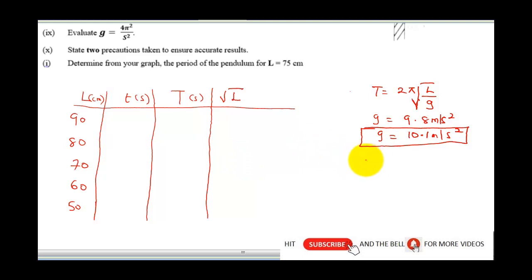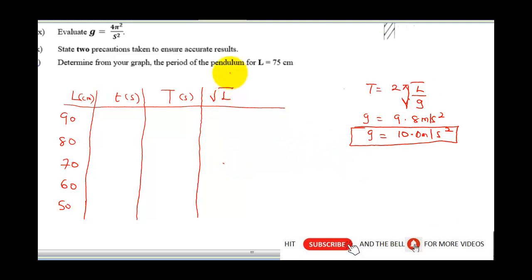For 90, to obtain our big T, another thing you have to remember is that L is in centimeters. Because your g is in meters per second squared, you have to convert your L to meters. So this is going to be 2 times 3.14 times square root of L. Instead of writing 90 cm, we write 0.9 divided by 10. Let's punch this on our calculator so we get our first value.